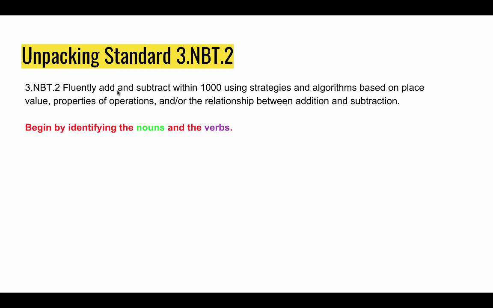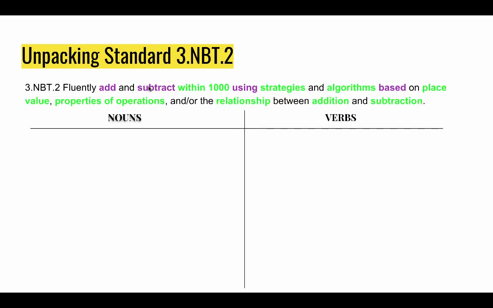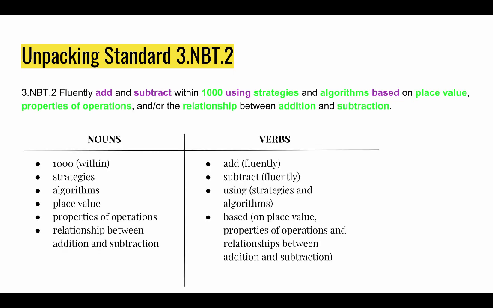Here we have adding, we have subtracting, and we would want to add these colors, right? Using, based, happens to be based on the place value, properties of operations, relationships between addition and subtraction. So pulling these out, we would want to make a T-chart and actually list the words that match for our nouns and verbs. Now the reason we do this, it may seem like a laborious process, but what we're actually doing is paying attention to the concepts and the skills that students need to learn.